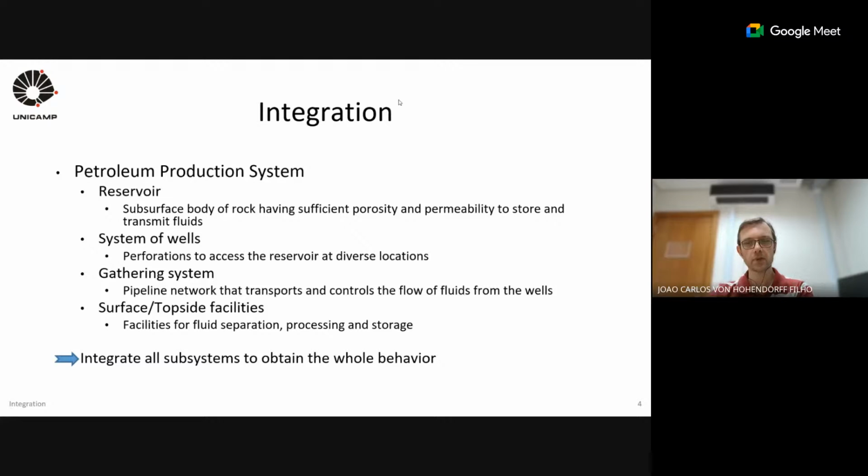So what is the idea about integration? It is to integrate all of the systems to obtain the whole behavior of our field production. Each event I can promote inside the platform affects the reservoir forecasting. How does the change of water cut in the oil producing wells affect my gathering system? So the idea is how to evaluate the whole behavior. Integration is how I connect each part of my petroleum production system.